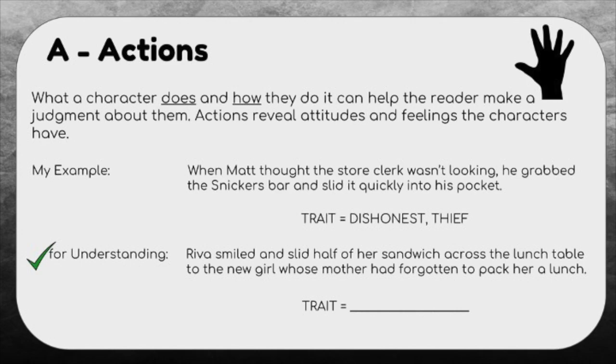So here's an example. When Matt thought the store clerk wasn't looking, he grabbed the Snickers bar and slid it quickly into his pocket. So Matt does something when he thinks that no one is watching, especially the clerk. He's sneaky. Matt even puts a Snickers candy bar in his pocket. This shows that Matt is a thief. We can describe Matt as being sneaky, dishonest, and a thief. Now it's your turn.